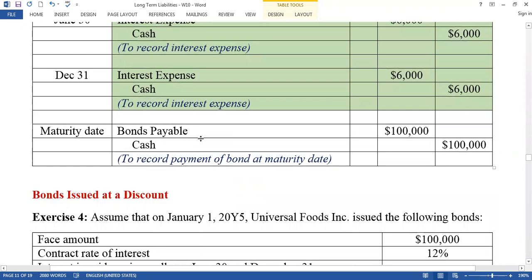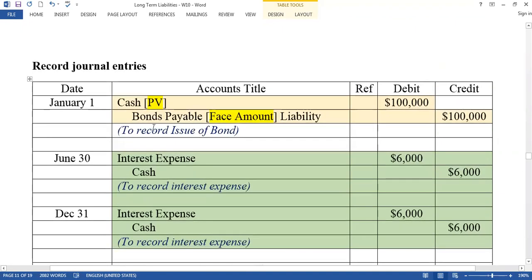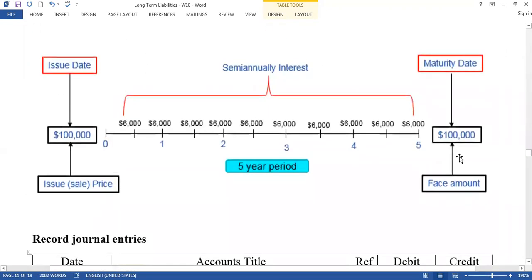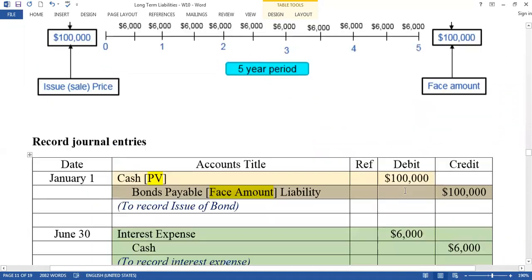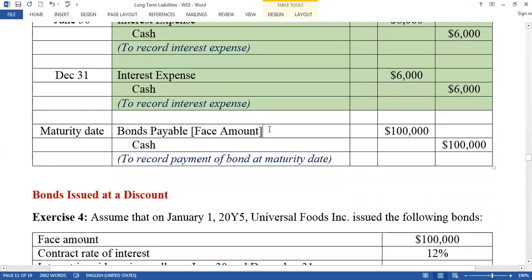So when the maturity date came, we record bonds payable debit, and it is the face amount. Because before, we recorded bonds payable credit as a face amount, right? So liability increase is credit. Now at the maturity date, if you pay money, your liability will decrease. So your liability is going to close.